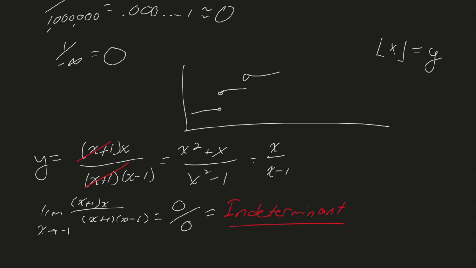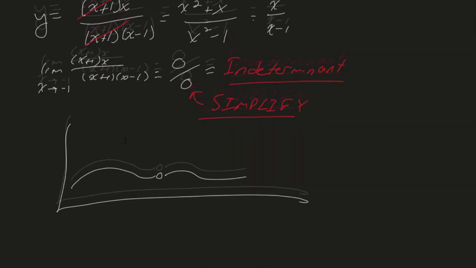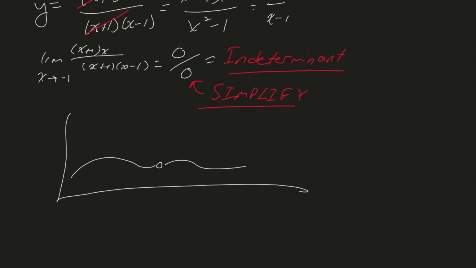So anytime you see an indeterminate form like that, you need to simplify. This is important. If you encounter an indeterminate form, it means there is some way to simplify the function and get an answer. Because what happens is, a function that looks like this looks like this. This may not be that exact function, but it looks like this. It has a hole in the middle.